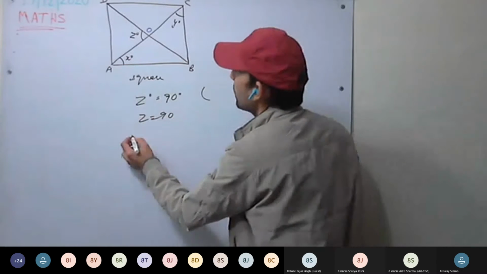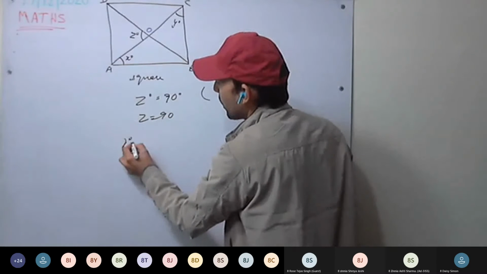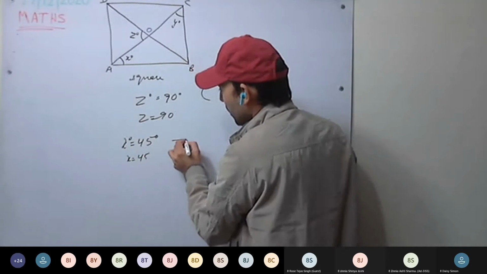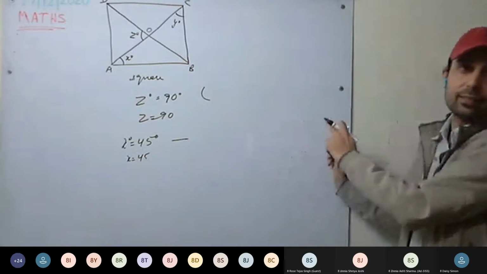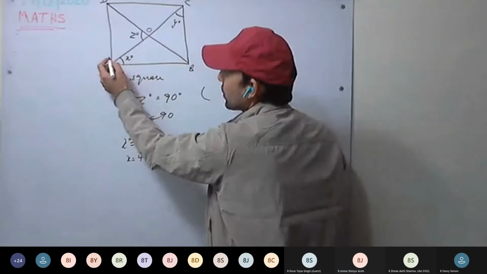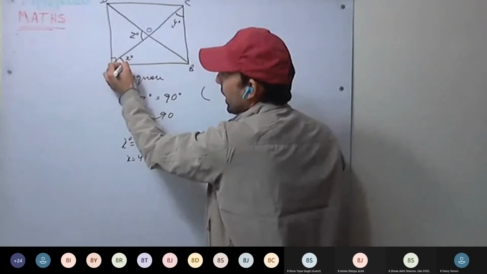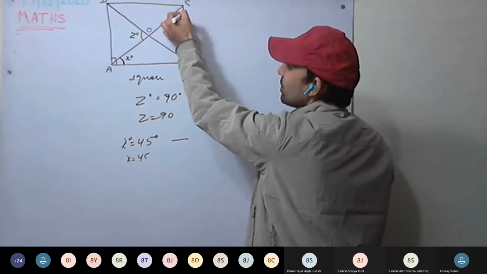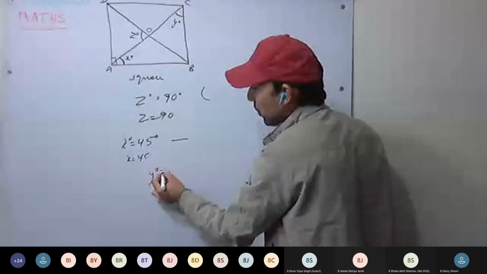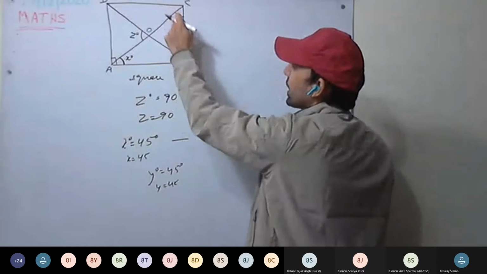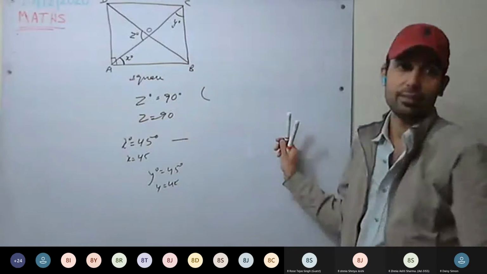Now, x degree will be how much? 45 degree. X equals 45. Reason: diagonals bisect the angles. So this whole angle is 90 degrees, and x will be 45. Similarly here, y degree equals 45. Y is also 45 because diagonals bisect the angle.